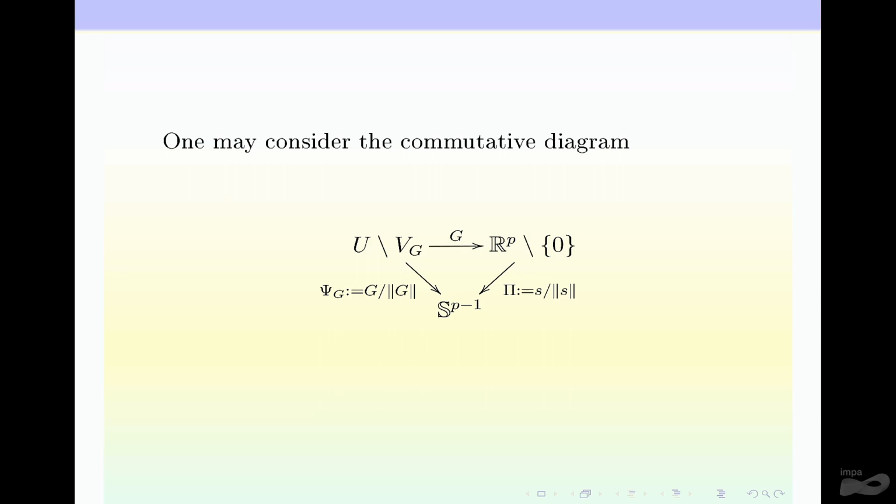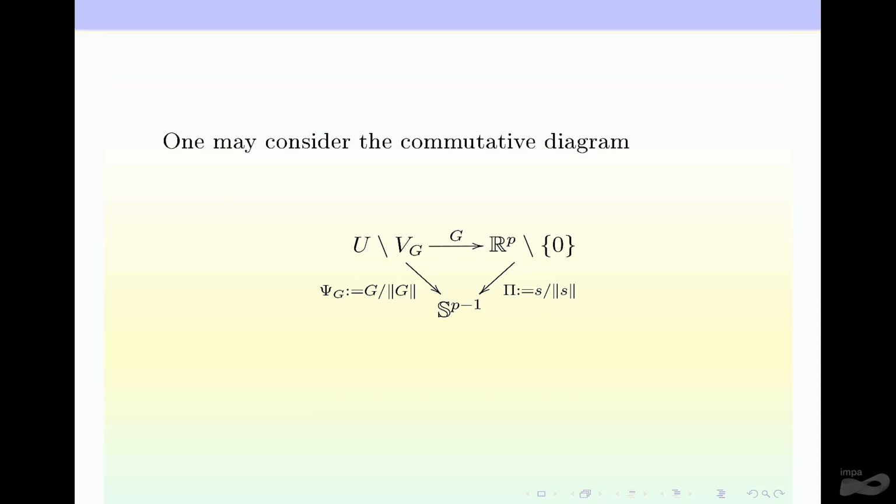So it is very easy to construct such a commutative diagram. And I use such a commutative diagram to get some interesting properties from my point of view. So what's going on here? You just remove the zero from the target space and the variety of G. And so you can look here at G itself. And now you project down here to the sphere, the (p-1)-dimensional sphere.